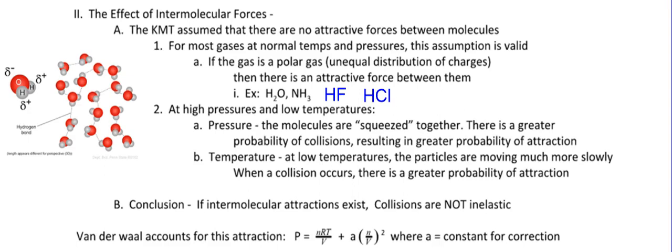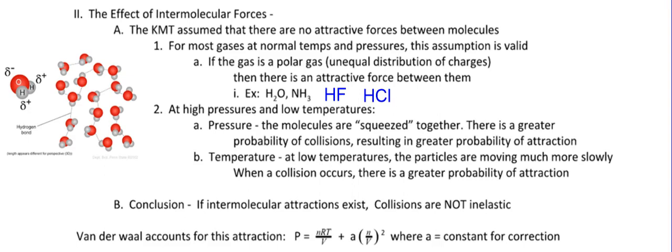So first of all, the KMT assumed there was no attraction. There is no Harrison Ford coming into your container. But is that necessarily true? And it all depends. So if you have normal temperature and pressure, yes, you can have attractiveness just by the nature of that molecule. So if a gas is polar, what does that mean? Unequal distribution of charges. Then there's an attractive force between them.